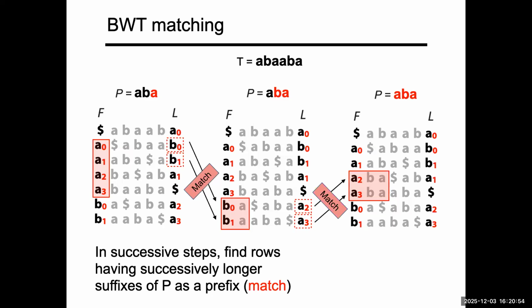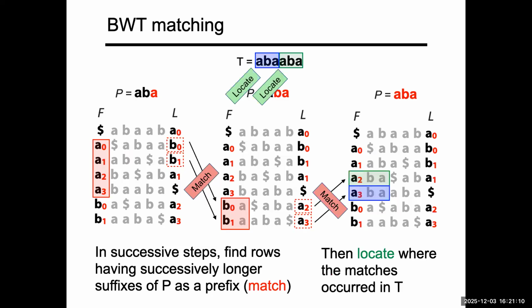Here's the longest suffix of them all, which is ABA. By the time we're finished, we can conclude immediately that there are two occurrences of ABA inside the string, which is true. That's one kind of query. Each step of this process, I'll call a match query. So we have to do that match query repeatedly for each letter of our pattern.